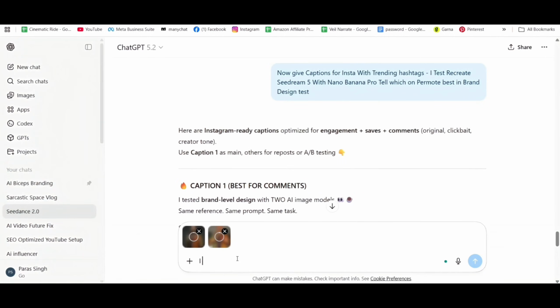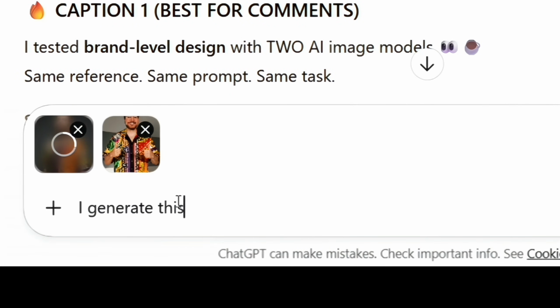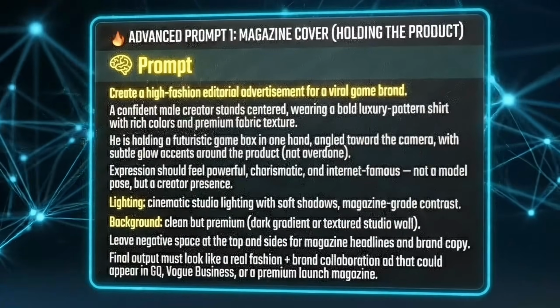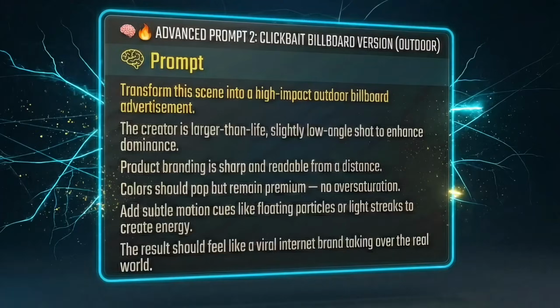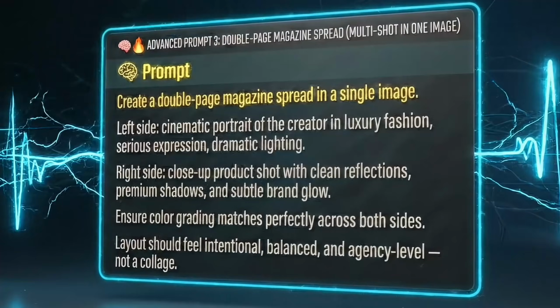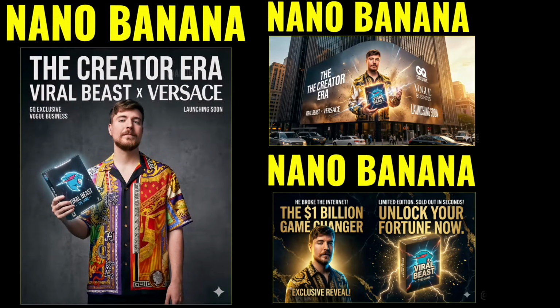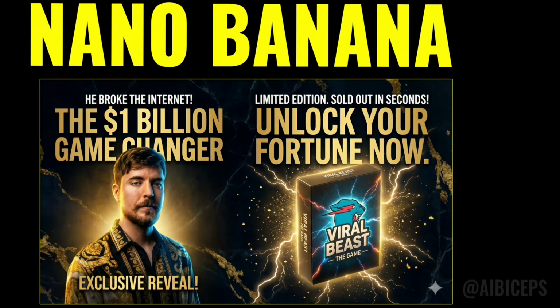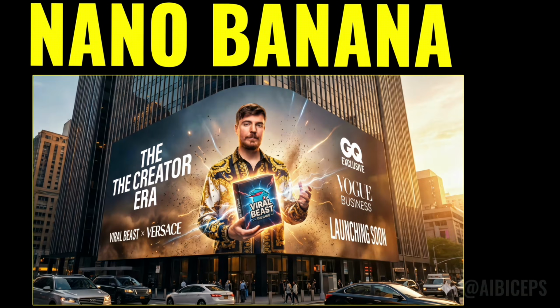Then I pushed it further. I uploaded both results into ChatGPT and asked for advanced follow-up prompts, like Mr. Beast promoting Beast games in magazine ads, billboards, and double-page spreads. In these follow-up tests, Nano Banana Pro completely dominated. It wasn't even close. Seedream 5 stayed consistent but looked simple, while Nano Banana Pro delivered bold, high-impact visuals.